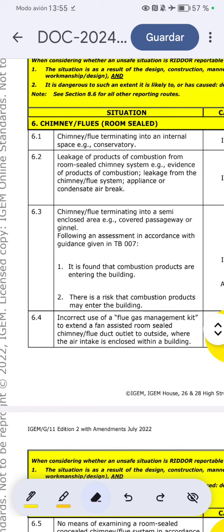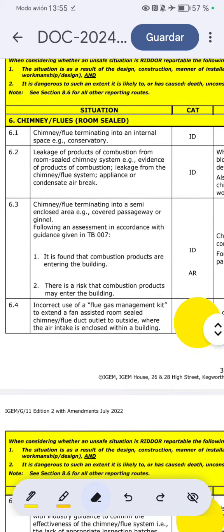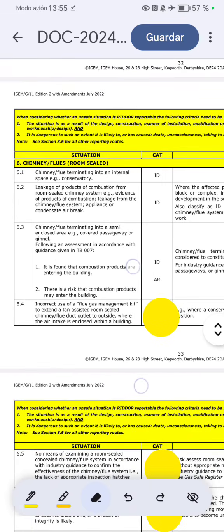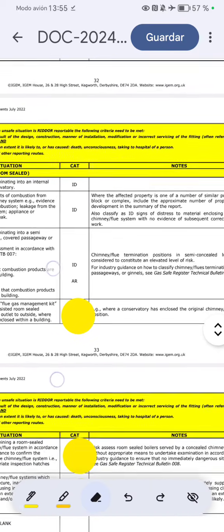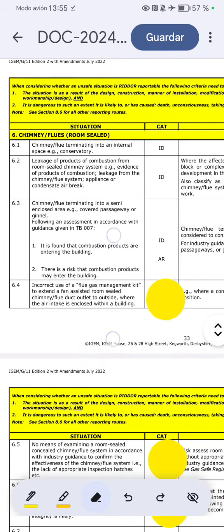6.4, incorrect use of flue gas management kit to extend a fan-assisted room sealed chimney/flue duct outlet to outside where the air intake is enclosed within a building. Sometimes it's just so long-winded. Clue here, closed chimney terminating position. Incorrect use of a flue gas management kit. I'm going to say this is at risk.